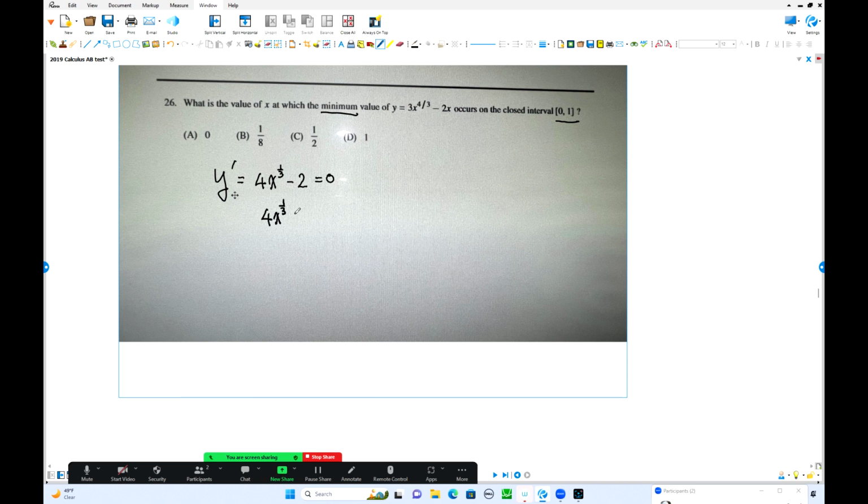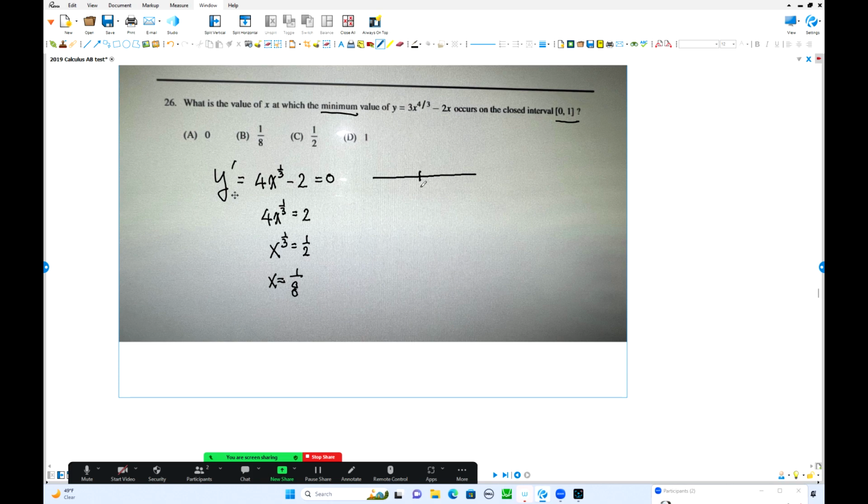x to the 1/3 equals 2 divided by 4, right? 2 over 4 is 1 over 2. What is x cubed, right? x cubed is 1 over 8. Okay, this is 1 over 8.